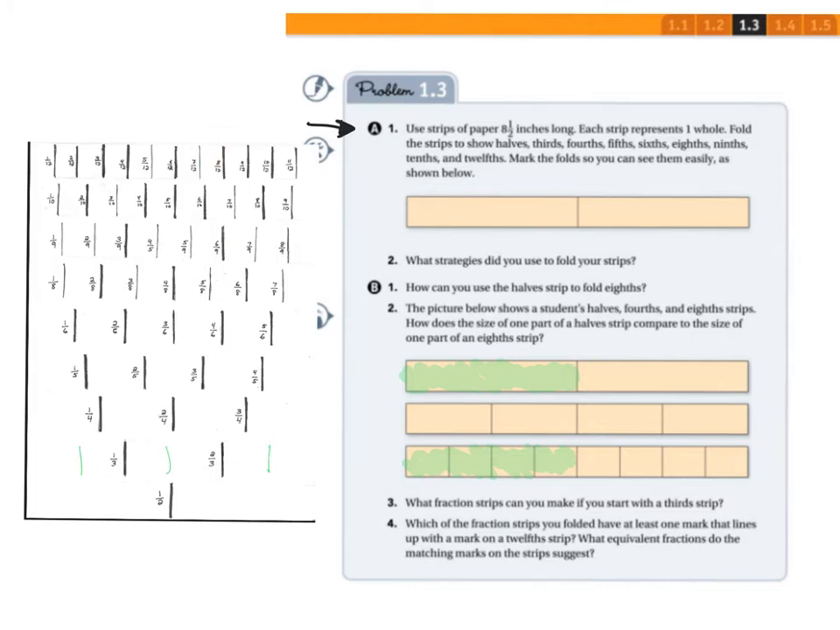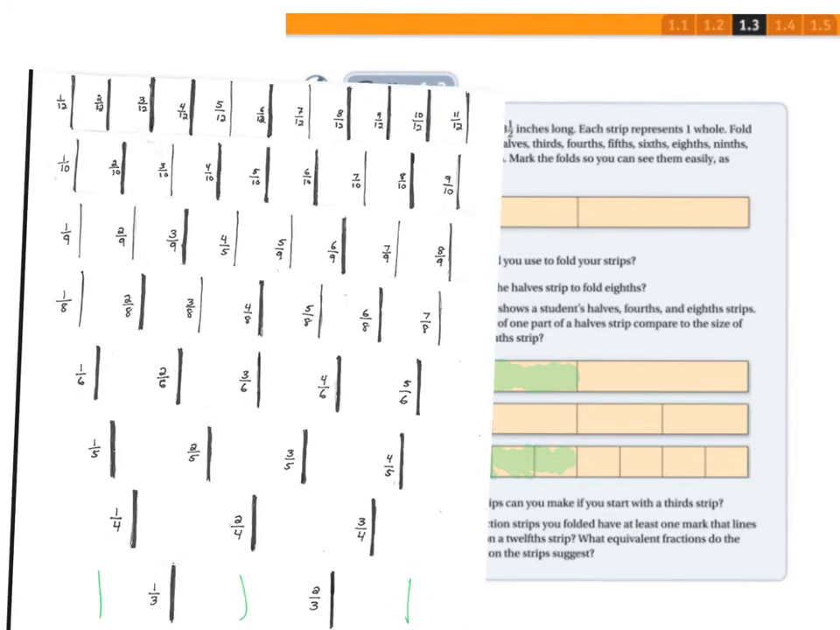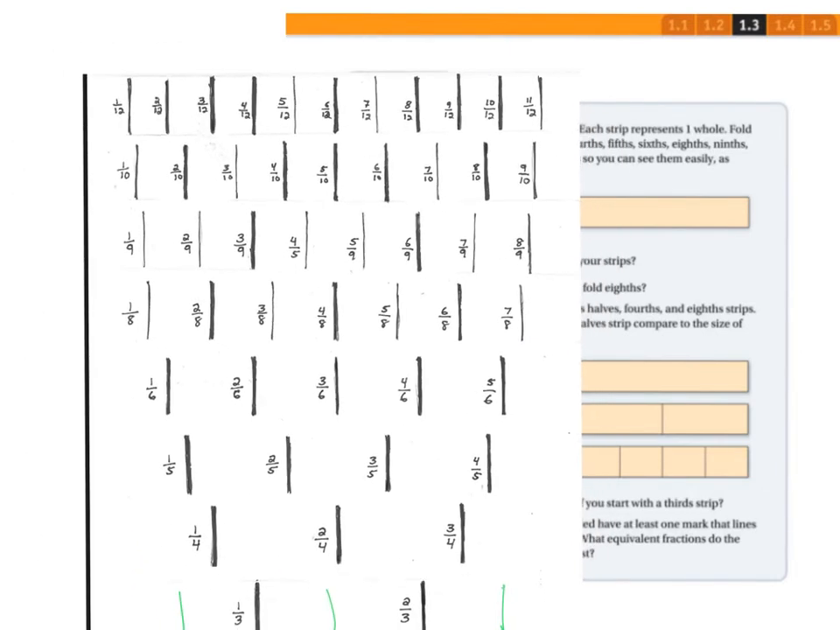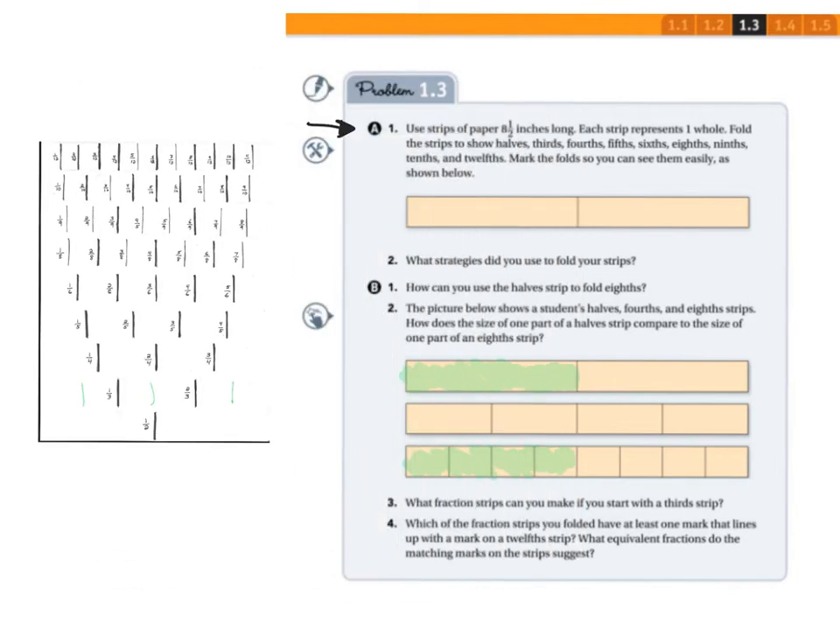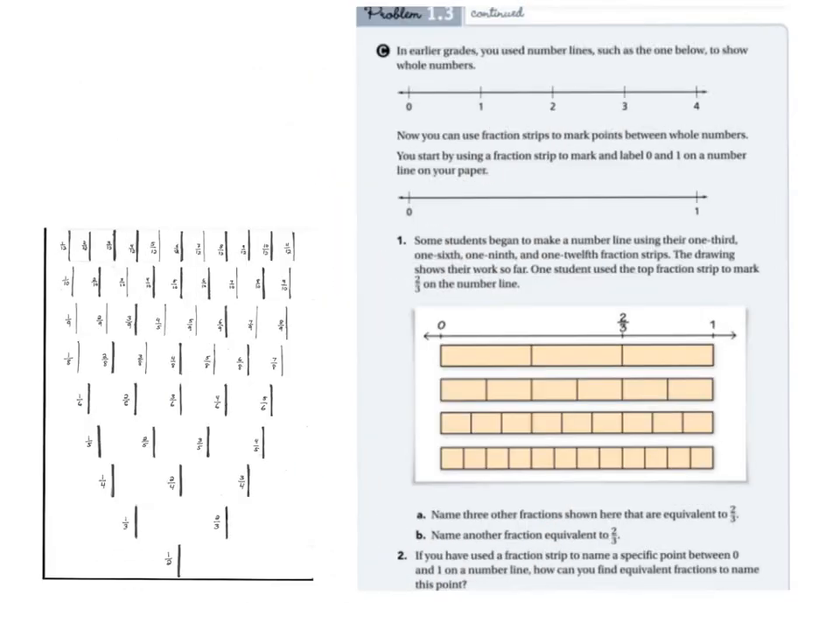Okay. Number 4, which of the fraction strips you folded have at least one mark that lines up with the mark of a 12th strip? So you're going to look at the 12th strip right here, and you're going to look for ones that line up with any on the 12th strip. Moving along.